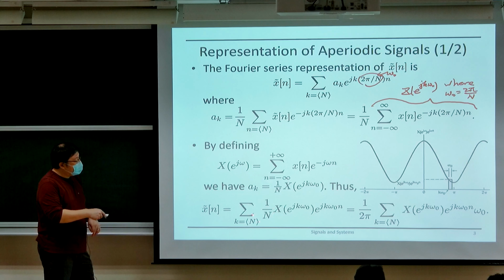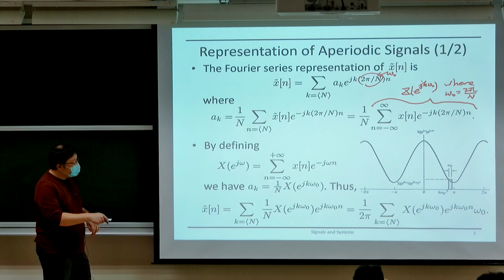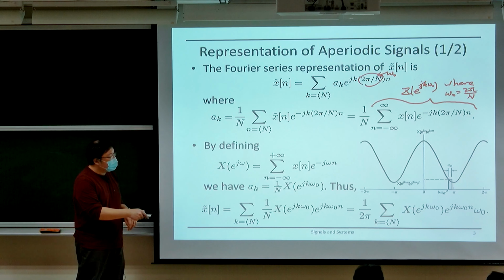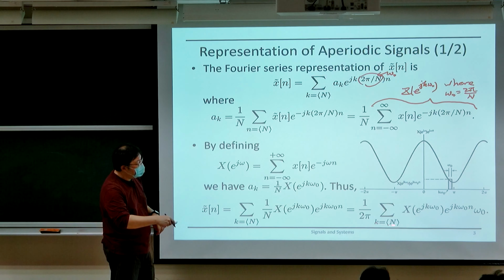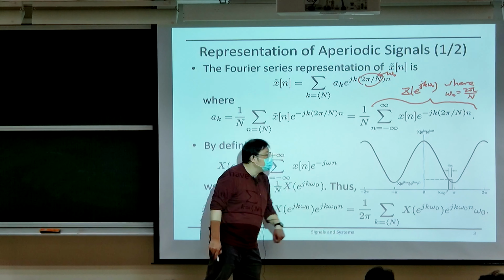Now, instead of writing 1 over capital N, I want to write this as 1 over 2 pi times 2 pi over capital N, which is omega naught. So by the definition of omega naught, this summation can now be written like this. All right. So this is where we ended yesterday.